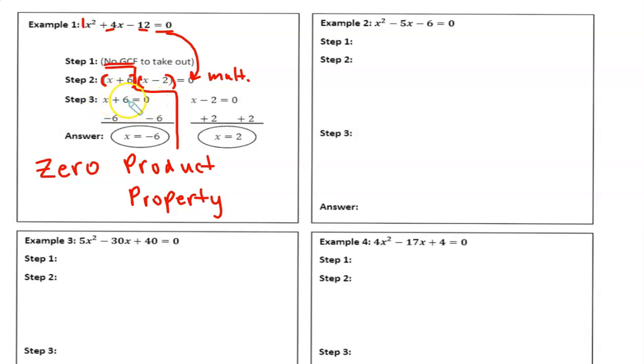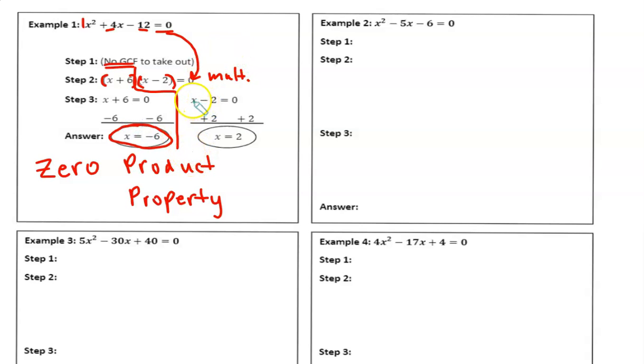This is x plus 6. I need the x by itself. How do you get rid of a plus 6? Well, you minus the 6 on both sides. When you do, you get x equals negative 6. There is one answer. X equals negative 6.